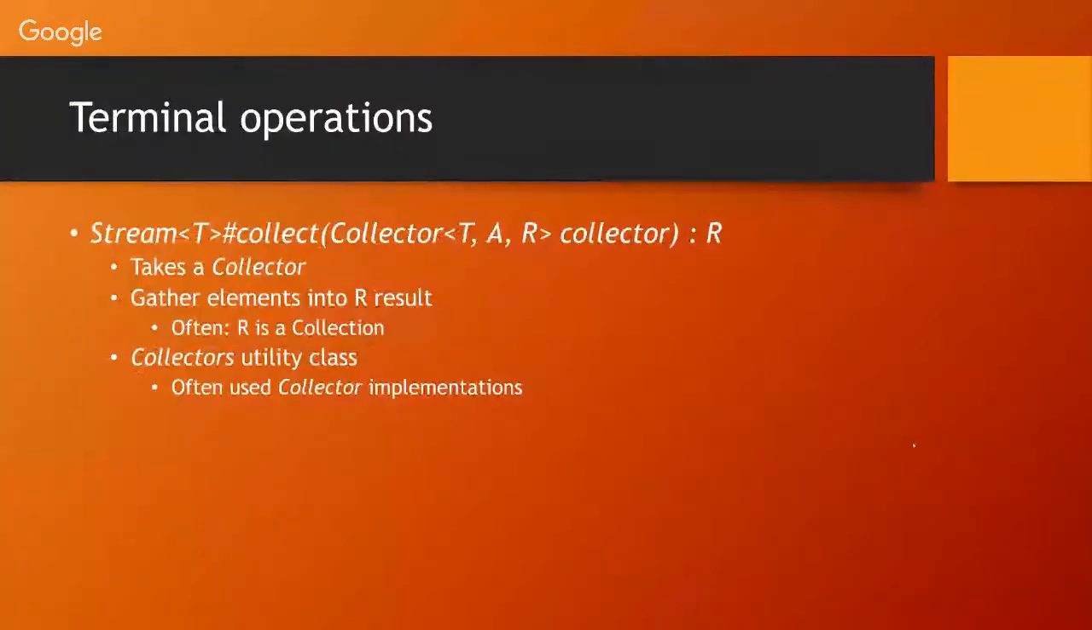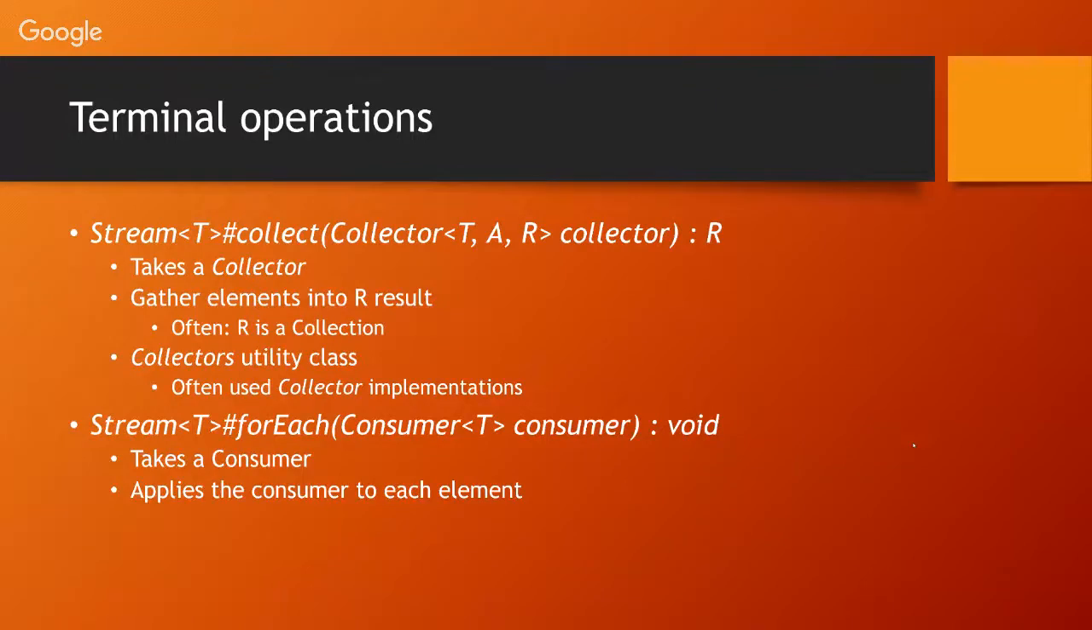Let's go back to the slideshow. After collectors, sorry, there's a little bug here. There is the forEach method. The forEach method does not return anything. It just applies a consumer to each element in the stream. So basically, it applies a side effect function, which can be printing to the console, modifying the element, everything that can fit a consumer.